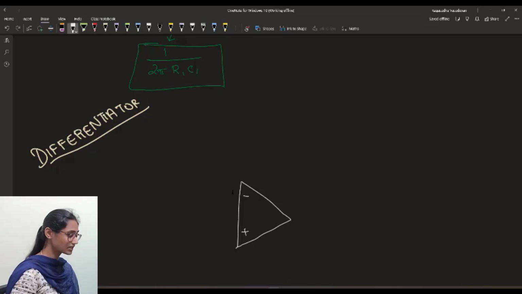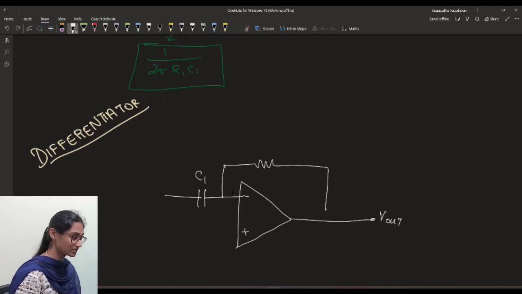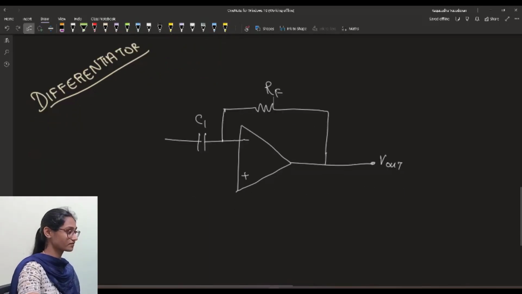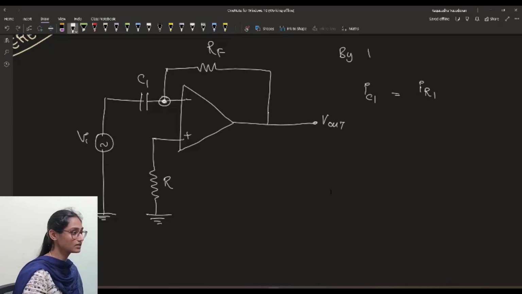In a differentiator, we have a capacitance at the input, and we have a resistance connected in the feedback part. This is the main difference between a differentiator and the integrator. Let's call this resistance RF. If we apply Kirchhoff's current law in this node, we will get the current through the capacitance C1 is the same as the current through the resistance by KCL.